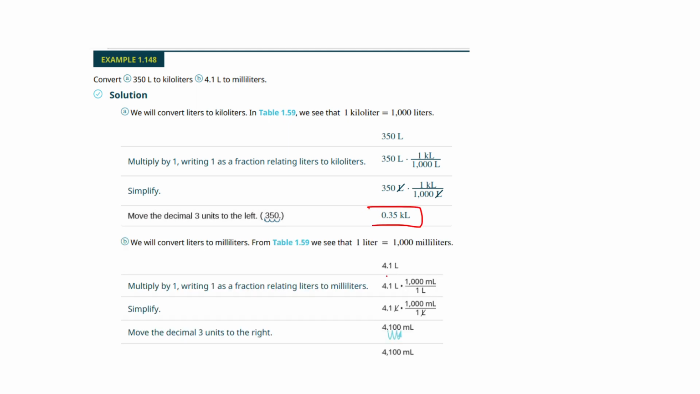Now we're doing it again. 4.1 liters. Well, 1 liter is made up of 1,000 milliliters. This time we're getting bigger because we're multiplying, so we move it 3 decimals to the right. 4,100.